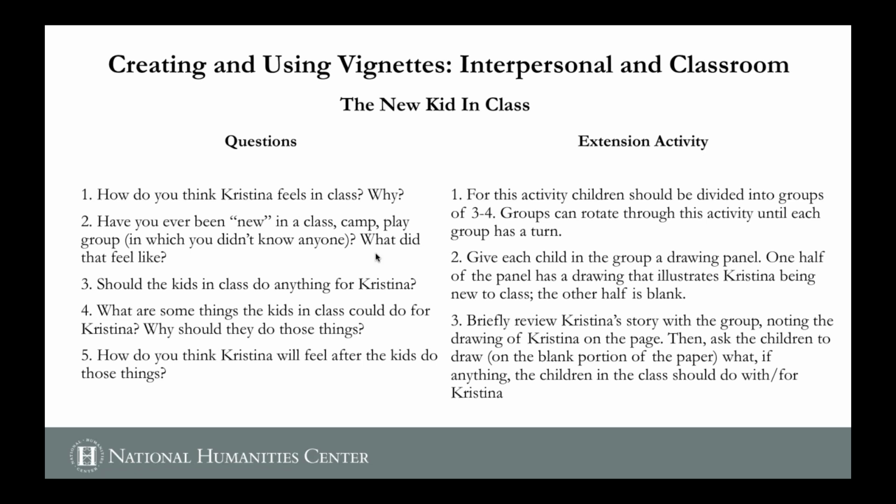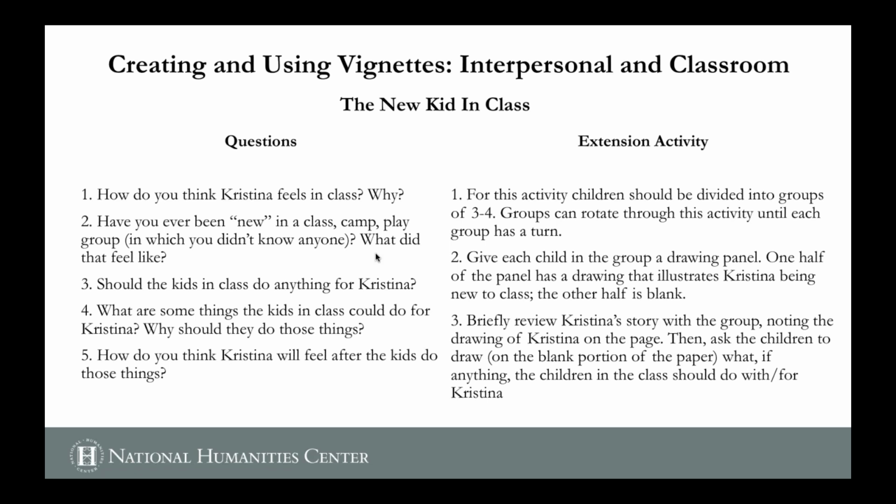So the questions we would be asking, we would be working with the class as a whole. Let's take the first one. How do you think Christina feels in class and why? So we're really asking a question about perspective taking and emotion recognition there, a social emotional skill set. Have you ever been new in class, camp, or a play group in which you didn't know anyone? And what did that feel like? Again, perspective taking and empathy type of question there. And then the last two at least are really about thinking about what should the kids in the class do, if anything, for Christina? It's not saying, here's what they should do. It's asking the kids to perspective take, think about what she's experiencing. And then asking the kids to problem solve around it. What would they do if they were in those children's shoes? And having a conversation about the answers that they put forward.